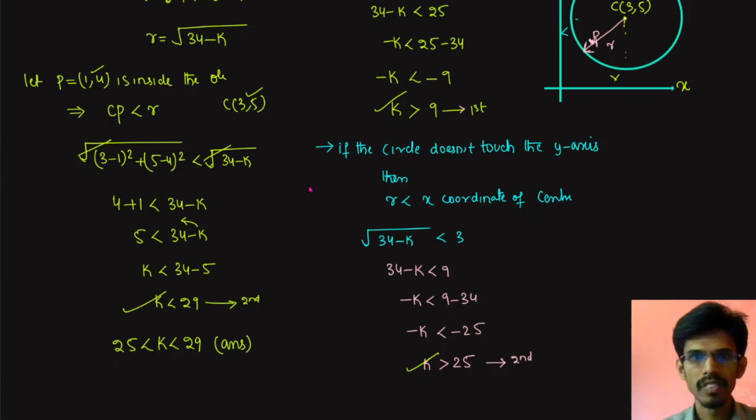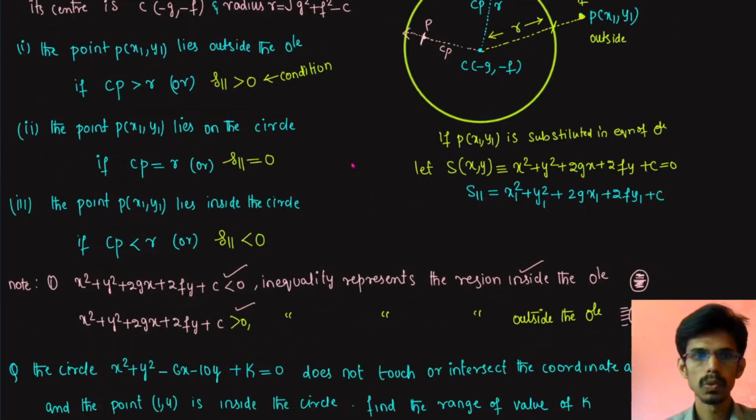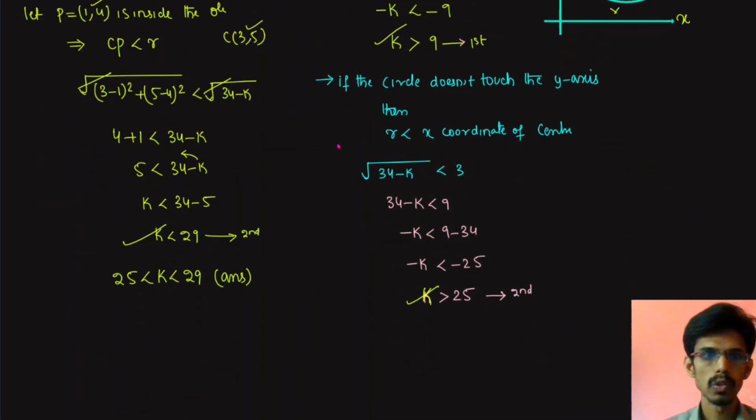because k greater than 9, k greater than 25 is not possible. So for greater, take the greatest value. So 25 is greater between 9 and 25. So the answer will be k lies between 25 and 29. These are the range of values of k.